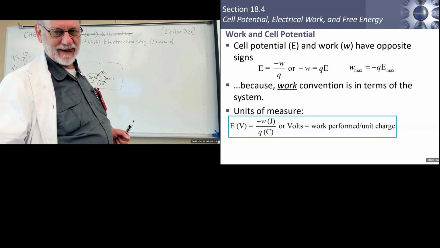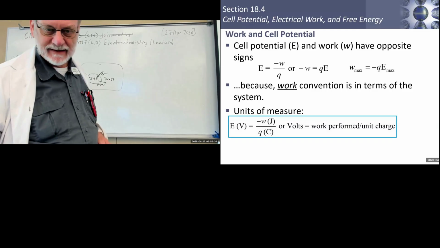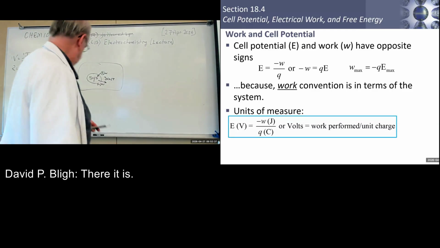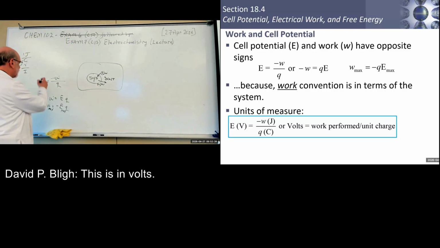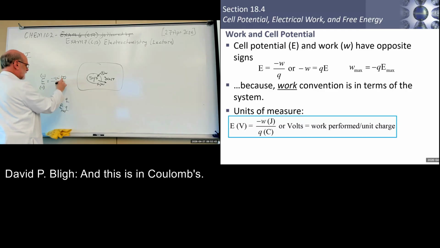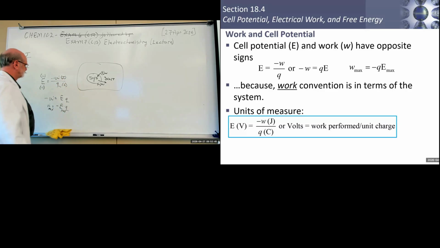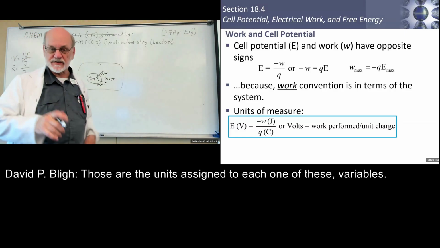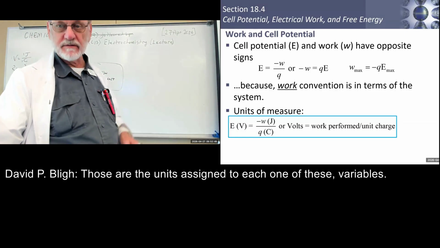All right. There it is. This is in volts. This is in joules. And this is in coulombs. Those are the units assigned to each one of these variables.